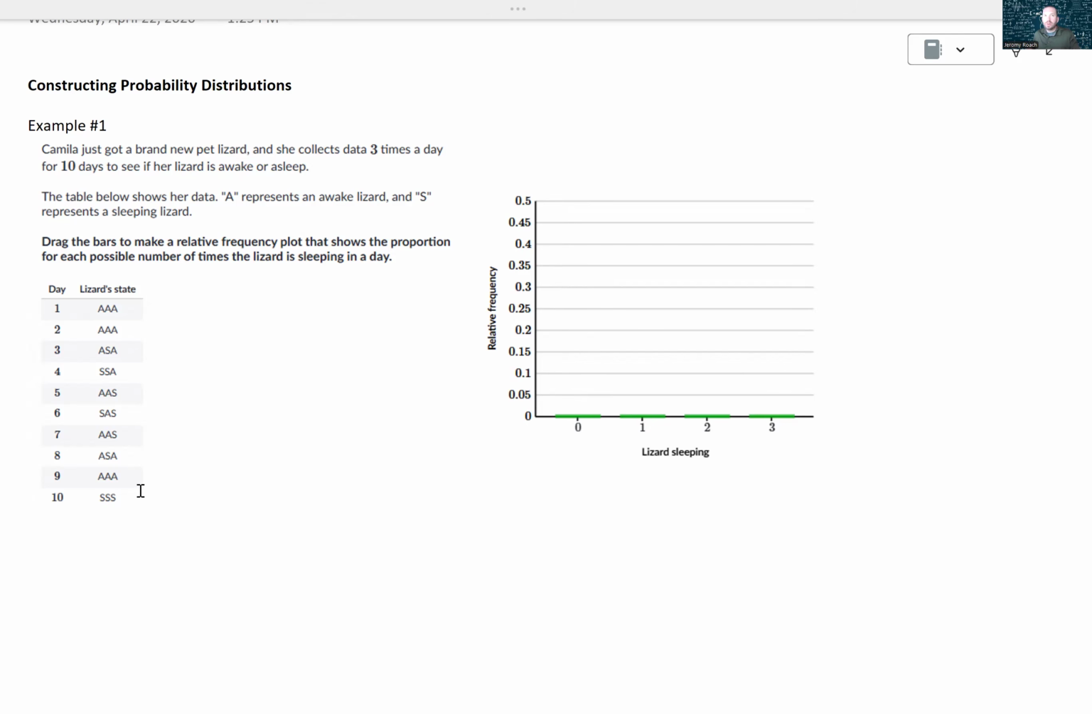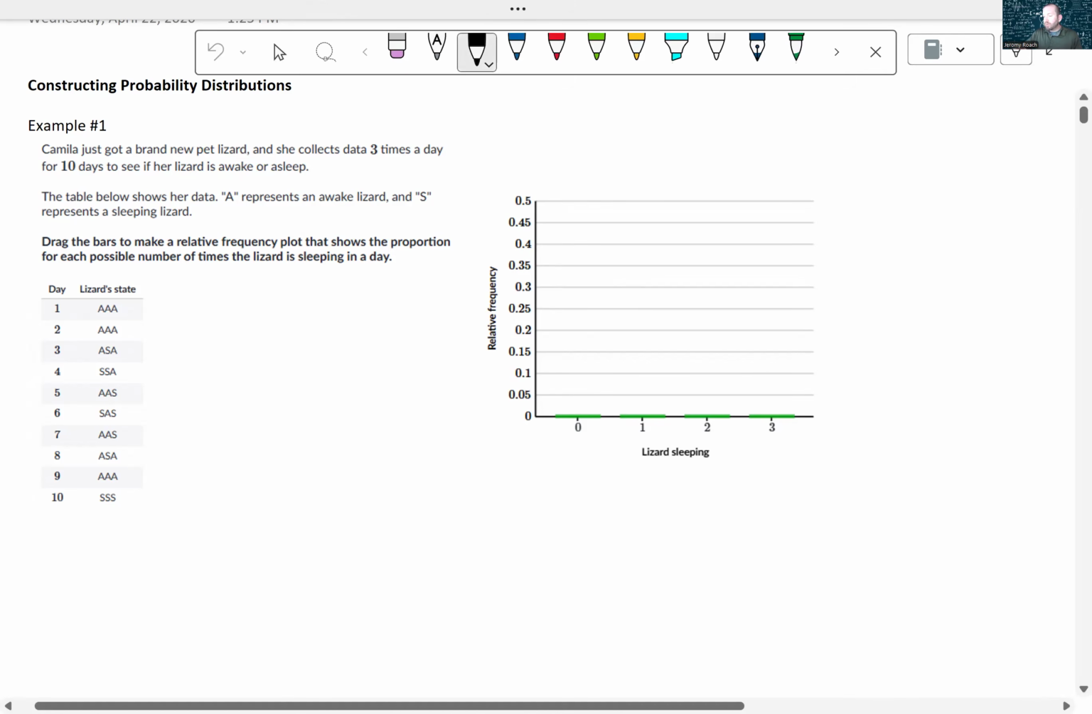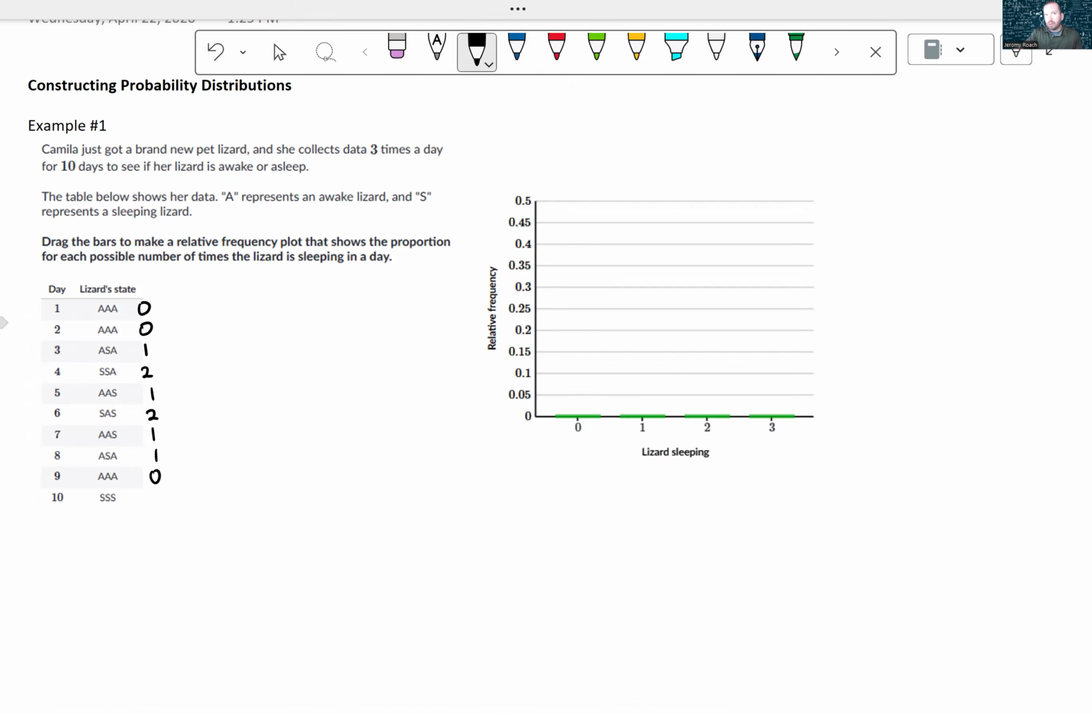So this question is asking us to figure out how many times the lizard is sleeping. The first time I did this, I read it very quickly and I found how many it was awake. So just be sure to read the problem carefully when you're doing these. So we're going to count how many times that the lizard is sleeping for each day. So 0 times 0, 1, 2, 1, 2, 1, 1, 0, and 3.